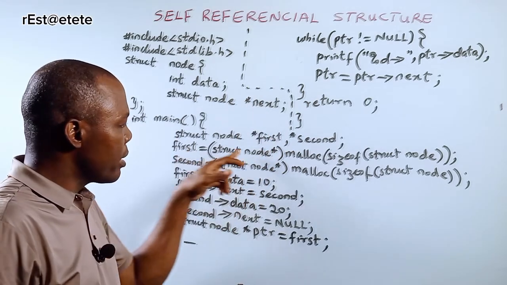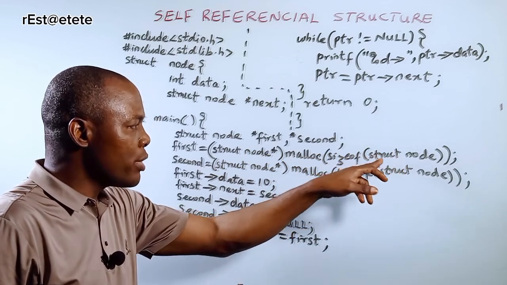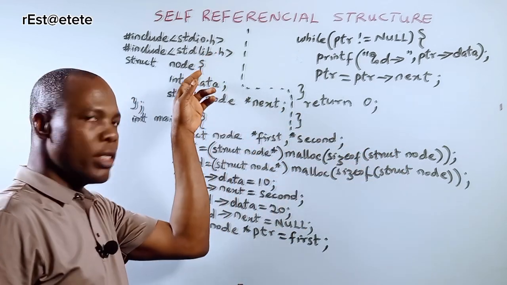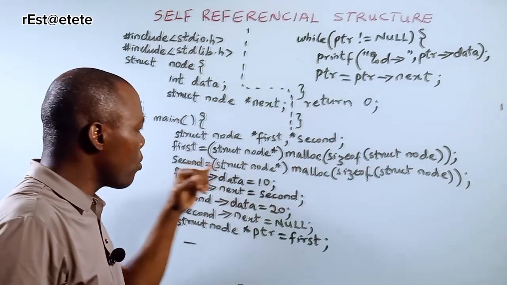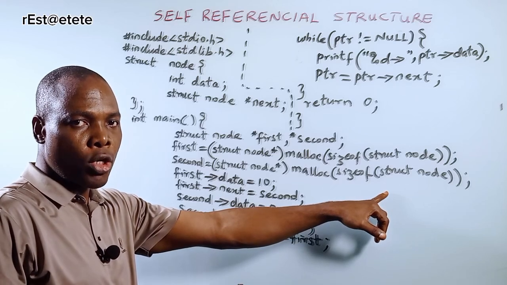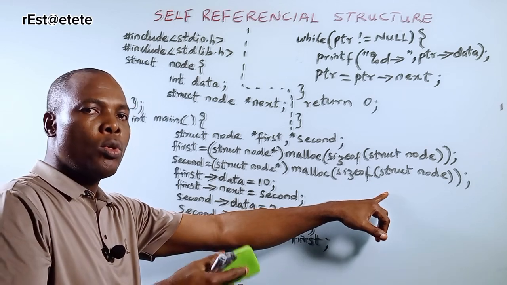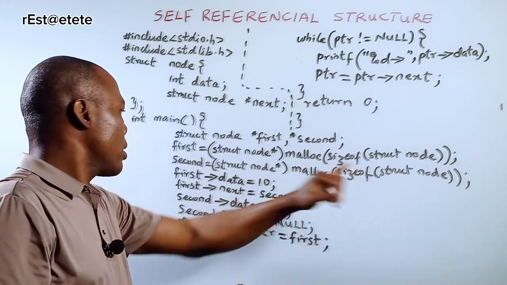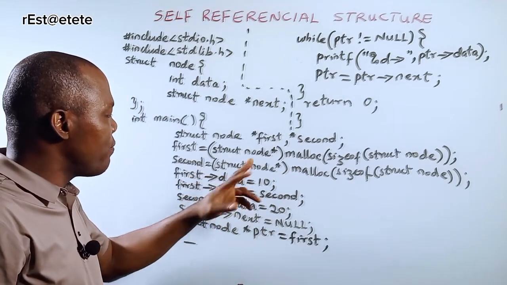Then the first one is telling the system, create this memory for me. It will create memory the size of this structure, a struct node. Then the second one will create the same thing. A self-referential structure has a pointer that points to itself.